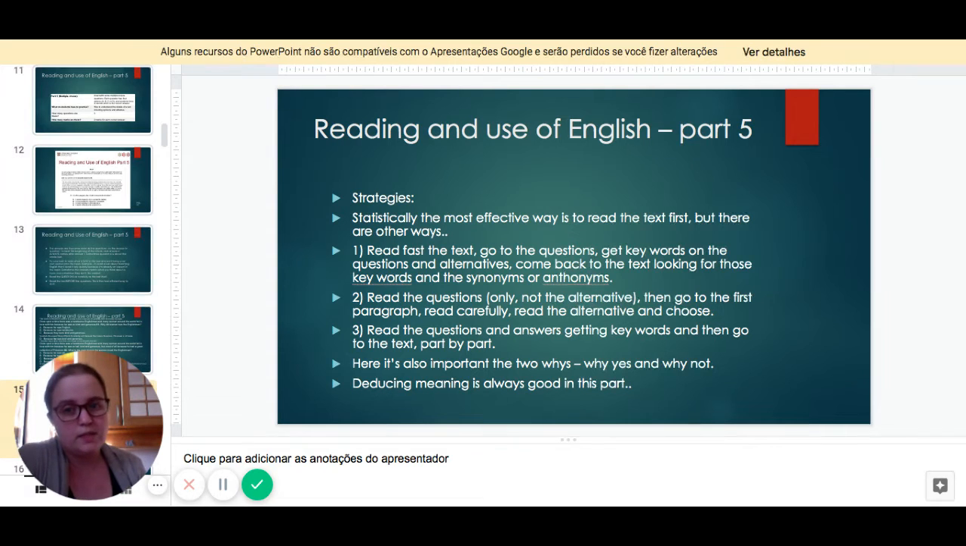That's one possibility, okay? Second possibility, read the questions, not the alternatives. Get the keywords in the questions, go to the first paragraph, find where the answer for that is, read the question again. Oh, okay, so my answer is here. So now I read the alternatives.